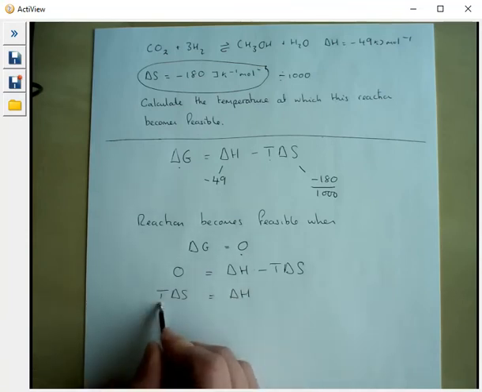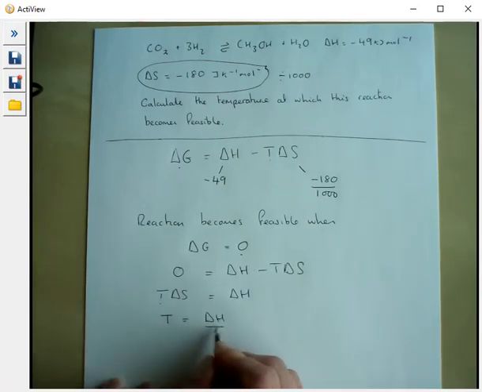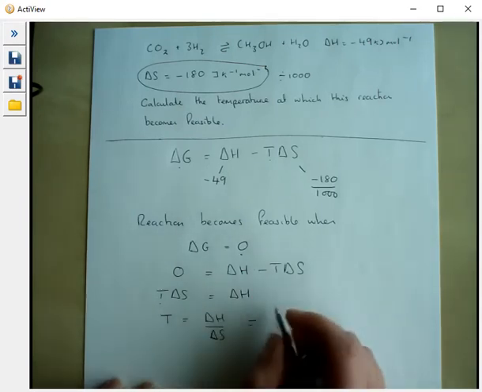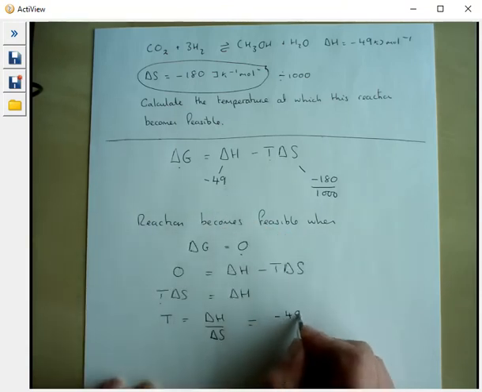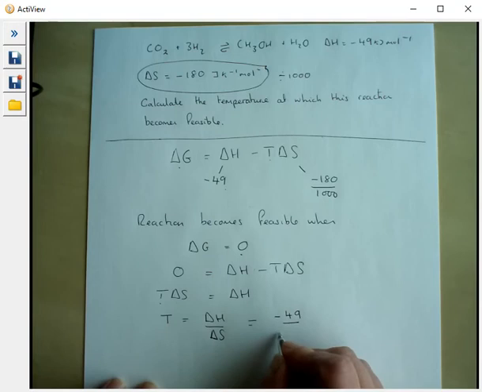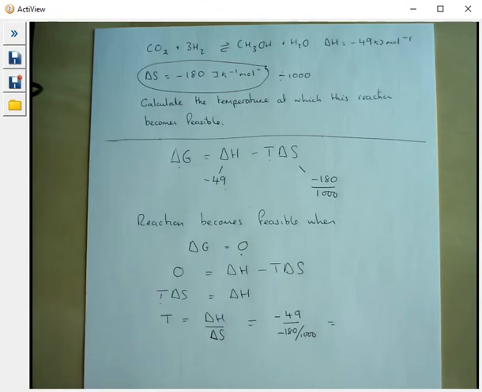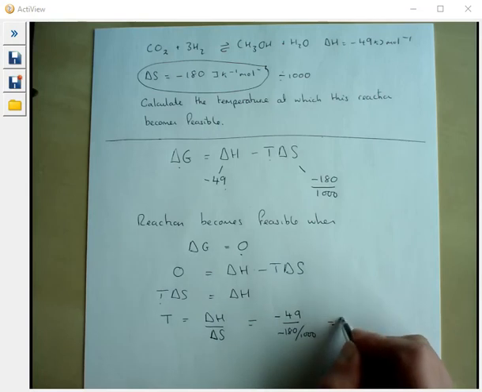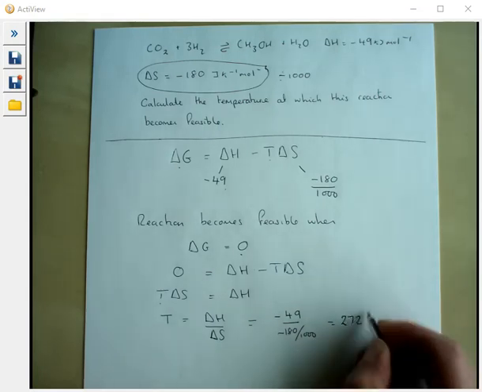And then I'm trying to work out the temperature, so I want to isolate that. So if I divide both sides by delta S, that gives me temperature is enthalpy change divided by the entropy change. And if I look at what I've written here, that's minus 49 divided by minus 180 over 1,000. And if I stick that into my calculator, that gives me 272, and remember that's in Kelvin.